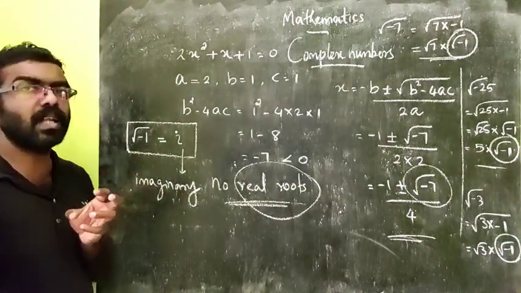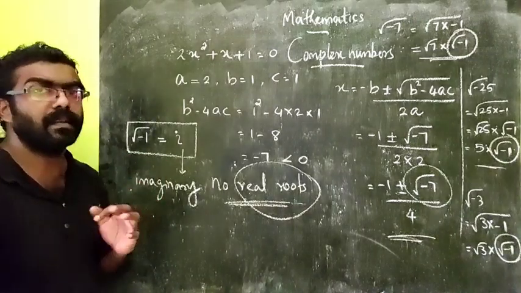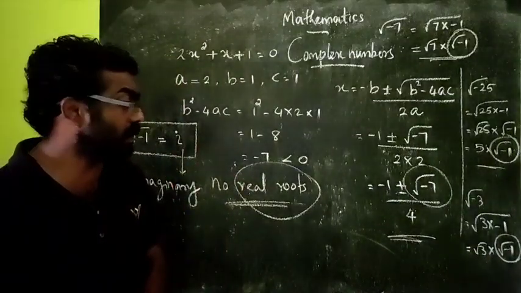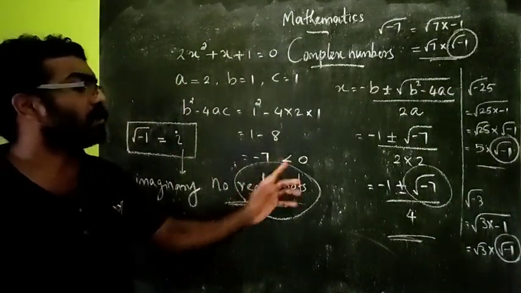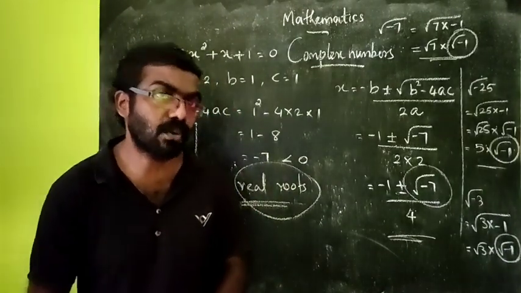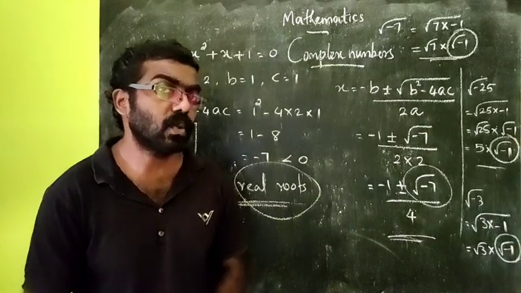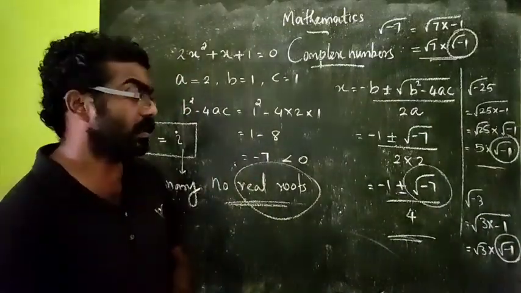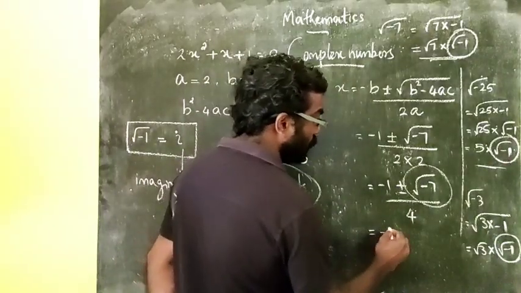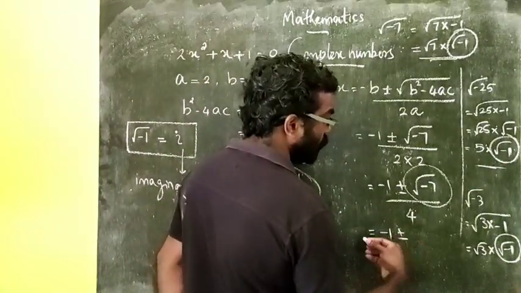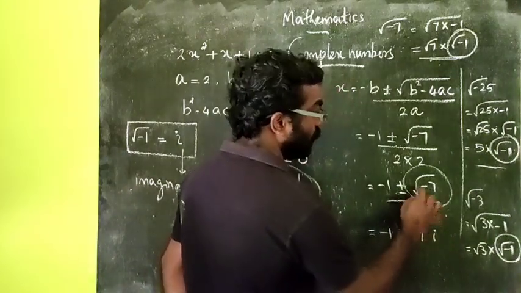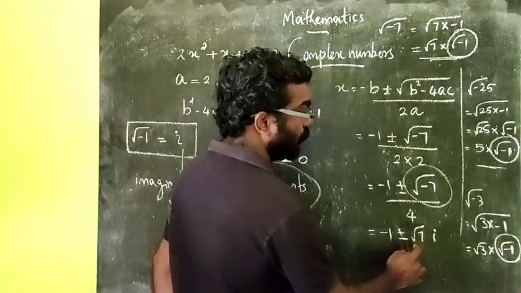So if we take the value of root minus 1 as i, then we can easily find the solution of equations such that b square minus 4ac is less than 0. That means in the set of complex numbers, we can find the solution of this type of equations. How can we solve these? Just write one more step to complete this solution: minus 1 plus or minus root 7 i. Instead of root minus 7, we can write root 7 i.